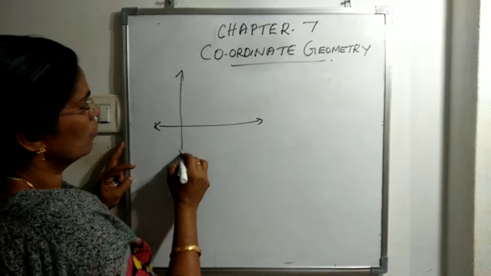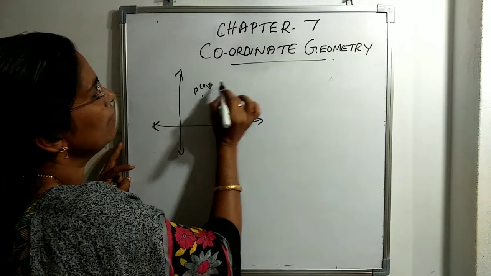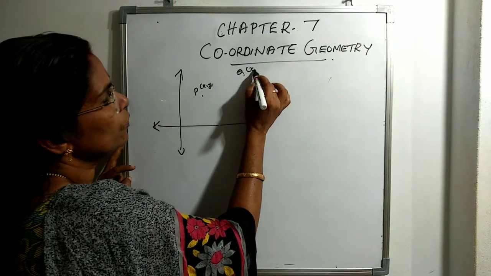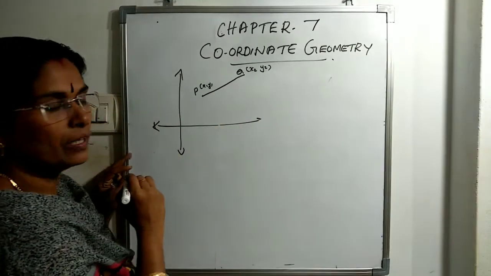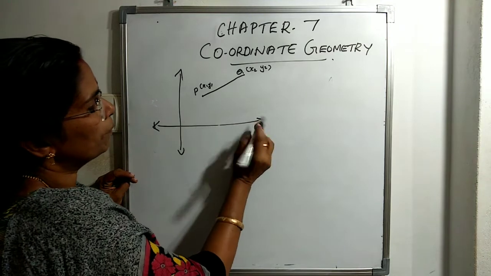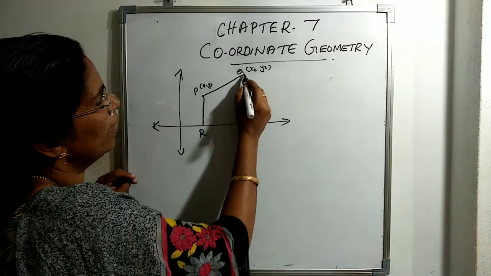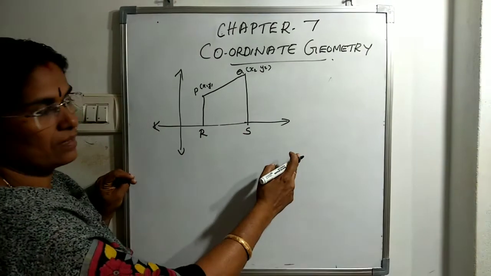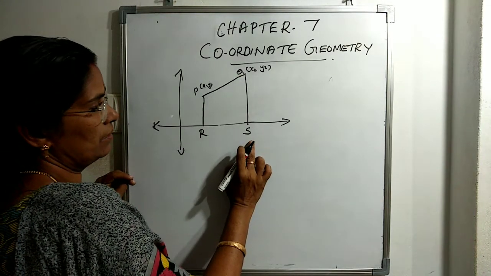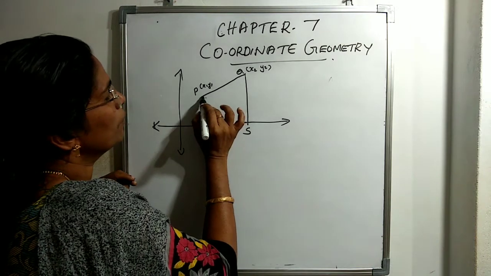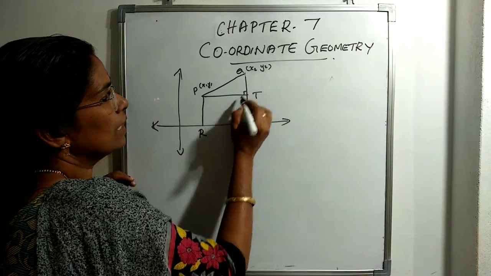We draw the X-axis and Y-axis. Suppose one point is here, P(x1, y1), and another point is Q(x2, y2). We have to find the distance between P and Q. For this, you have to draw perpendiculars PR and QS on the x-axis. PR is perpendicular to the x-axis and QS is perpendicular to the x-axis. At the same time, you have to draw one more perpendicular PT on QS. Okay, now all these are perpendiculars.